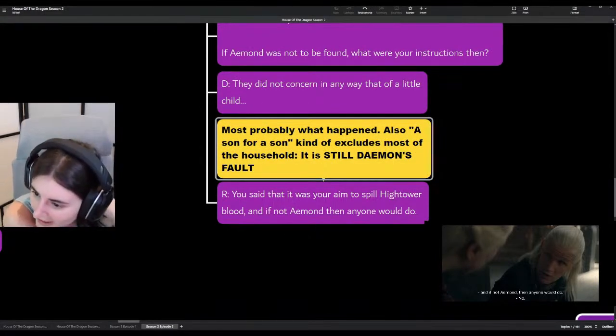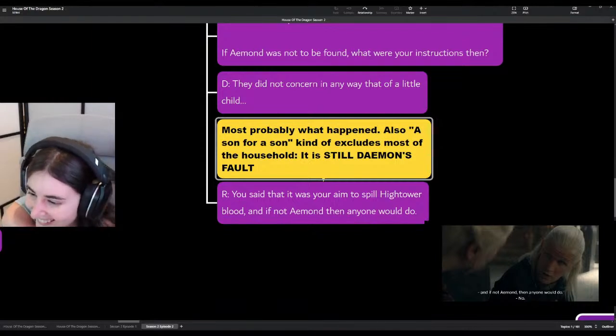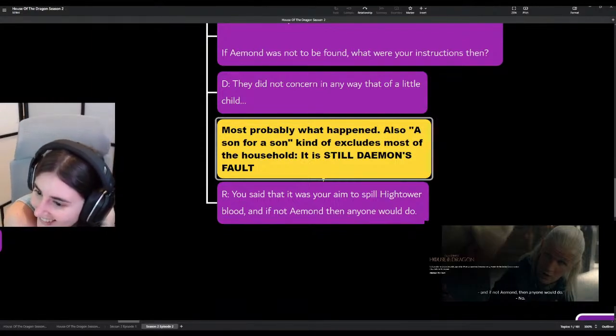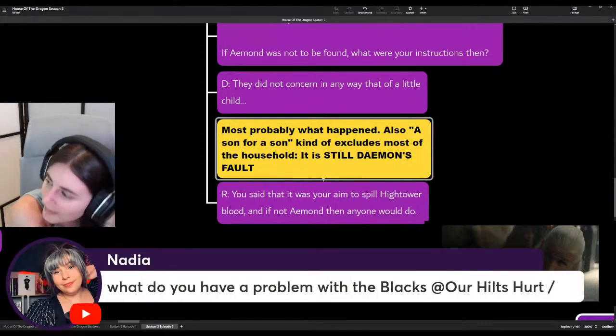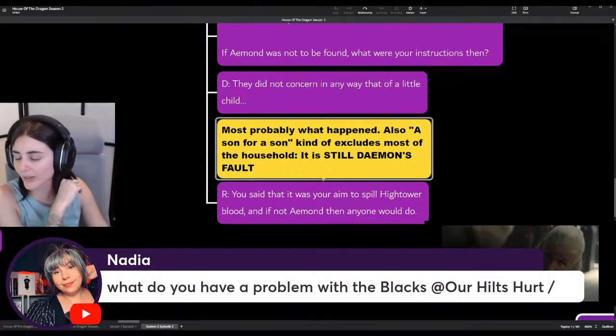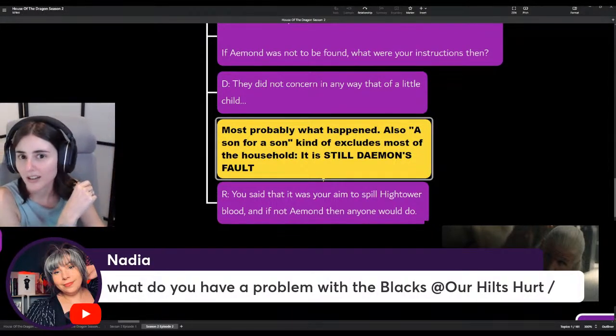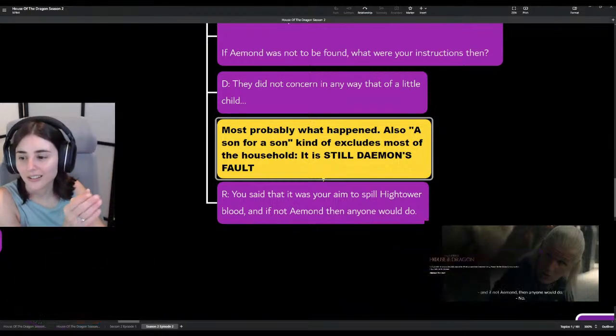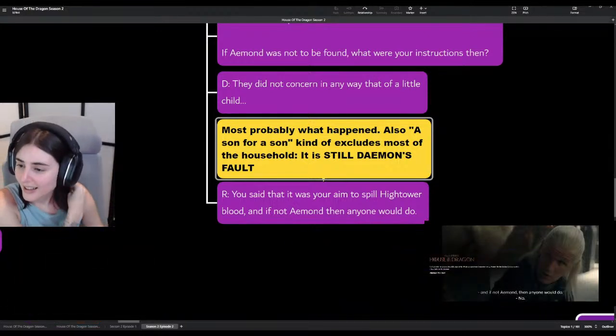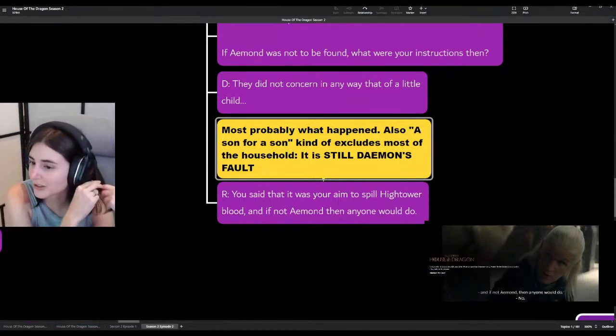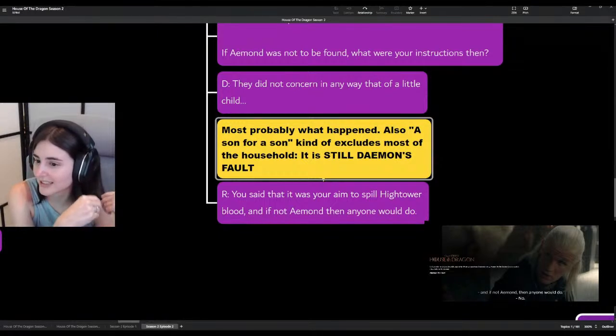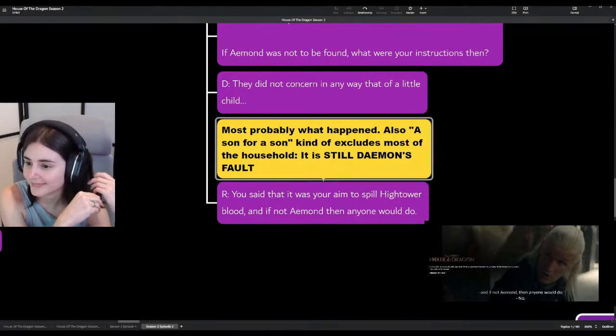What, do you have a problem with the blacks? Oh, I can't take your team black. Listen, but now, come on, how do we defend Daemon? How? If I remember correctly, Daemon took credit last season for some things that he didn't actually do. Interesting that he denies this.